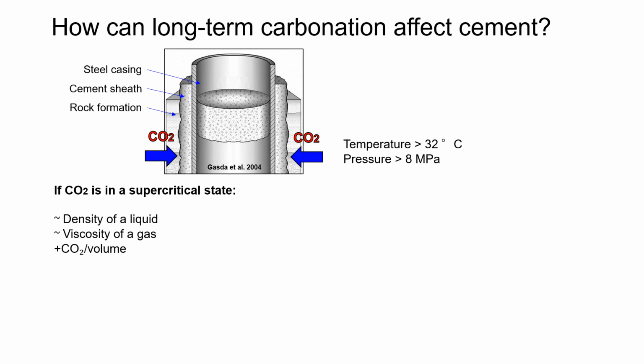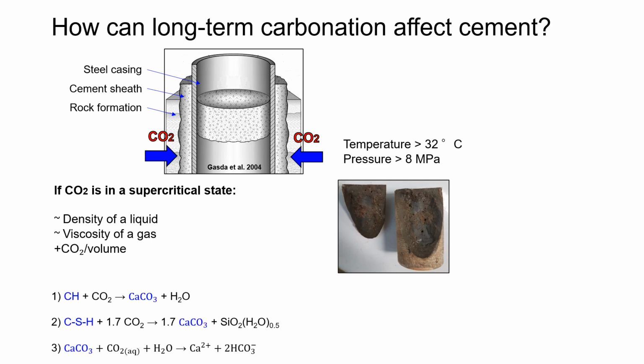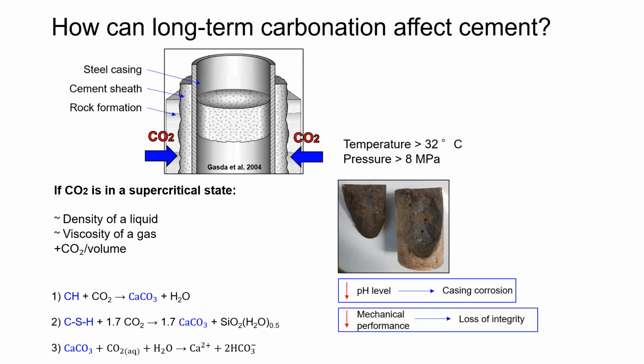It acquires the density of a fluid but with the viscosity of a gas, and also a higher CO2 concentration. That increases the carbonation process, as can be seen in this sample. Carbonation leaches portlandite, which lowers the pH level of the medium and can lead to corrosion of the casing. It also precipitates calcium carbonate. The chemical reaction of CSH also produces carbonates and amorphous silica, which can decrease mechanical performance and loosen structural integrity. If conditions permit, the dissolution of calcium carbonate can reduce the cement mass, thus progressively disintegrating it.